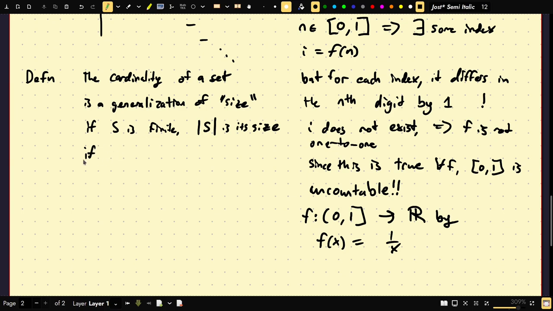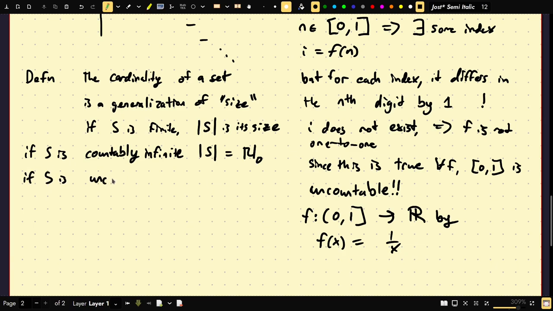If S is countably infinite, because finite sets are countable, but this is an infinite set which is countable, then the cardinality of S, we write this as Aleph null. This is like a German or a Hebrew letter, I don't quite remember. If S is uncountable, the size of S is equal to Aleph 1.